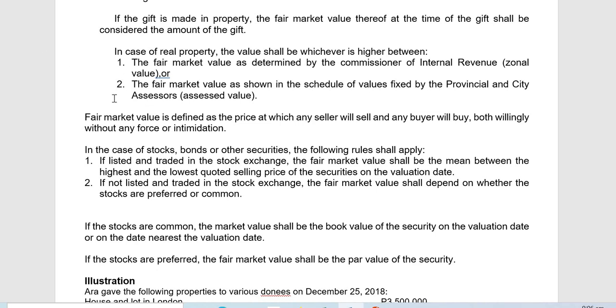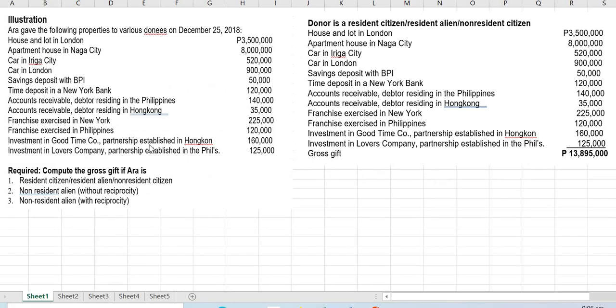Okay, so let's have an example for the computation of the gross gift. We have here an illustration. ARA gave the following properties to various donees on December 25, 2018. A house and lot in London, 3.5 million, without. An apartment in Naga City, within, 8 million. A car in Iriga City, within, 720,000. A car in London, without, 100,000. A savings deposit with BPI, within, 50,000. A time deposit in a New York bank, without, 120,000. Accounts receivable, debtors residing in the Philippines, within, 140,000. Accounts receivable, debtors residing in Hong Kong, without, 35,000. A franchise exercised in New York, 225,000.